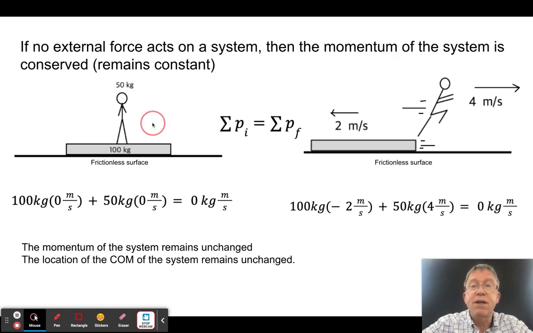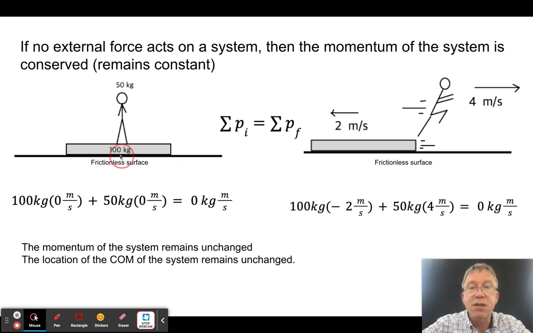If there are no external forces, I've got a two-object system. I've got a 50-gram person and a 100-gram platform they're standing on, on a frictionless surface. Right now, the momentum is zero. If this person runs and jumps, since there's no outside force, the momentum beforehand equals momentum afterwards. So if this goes back at 2, this person goes forward at 4, I still end up with 0 kilogram meters per second. The momentum of the system is still the same.